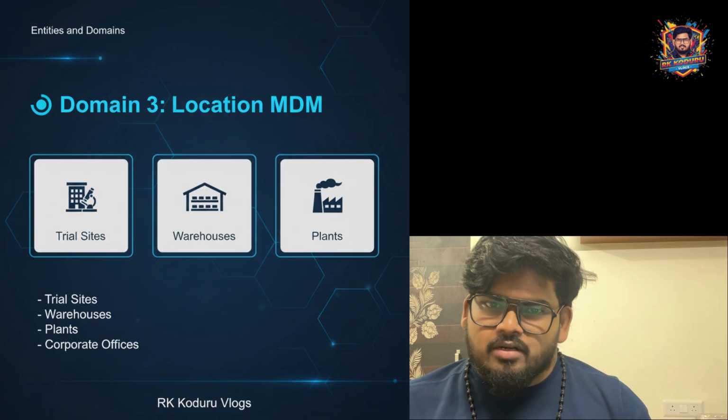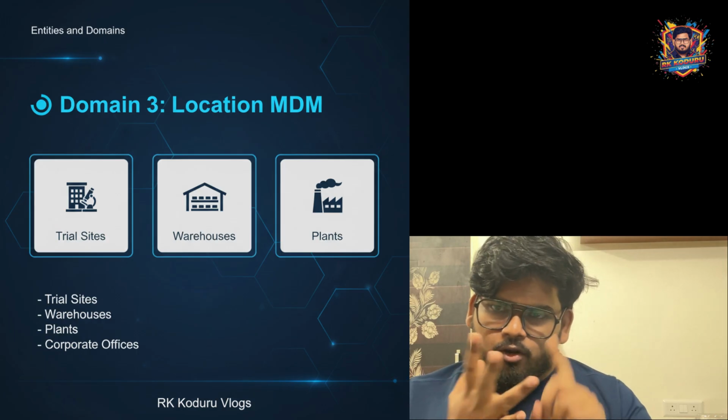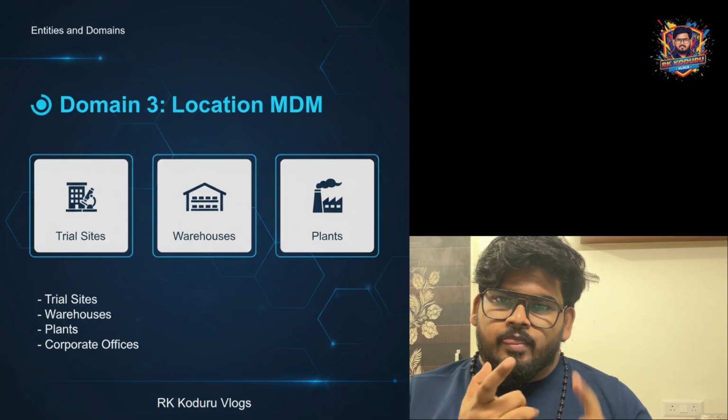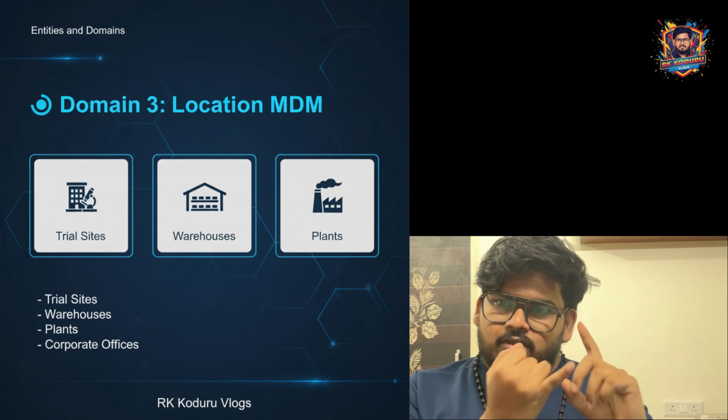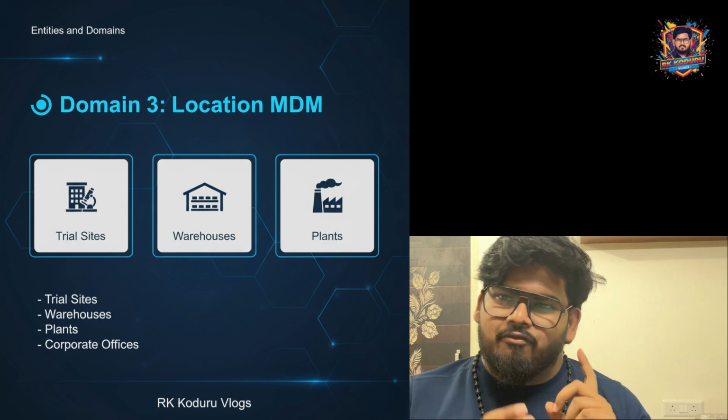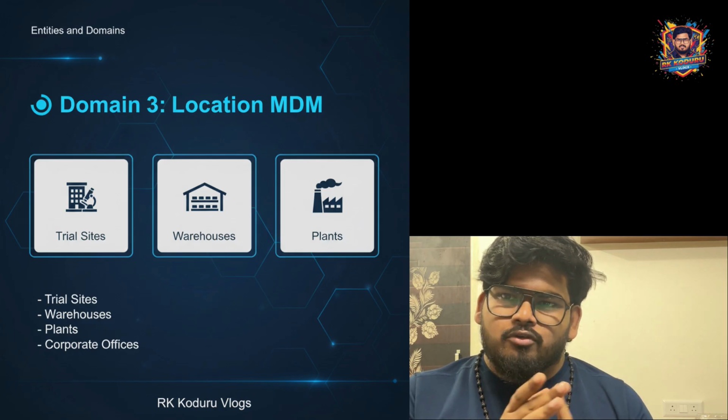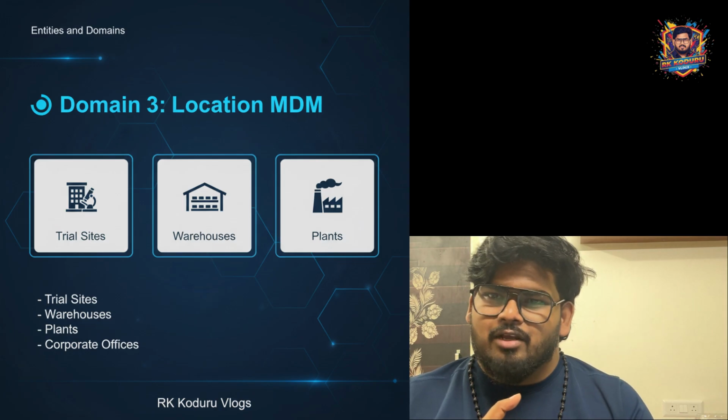Location MDM. Simple but vital. This domain answers where. The entities are all the places that matter to your business, such as clinical trial sites, manufacturing plants, warehouses, corporate offices, HCP locations, HCO locations, warehouse locations, and if GPOs are there, GPO locations. Every location attribute is saved in this location MDM. Keeping a single source of truth for these locations is crucial for logistics, R&D, and facility management.